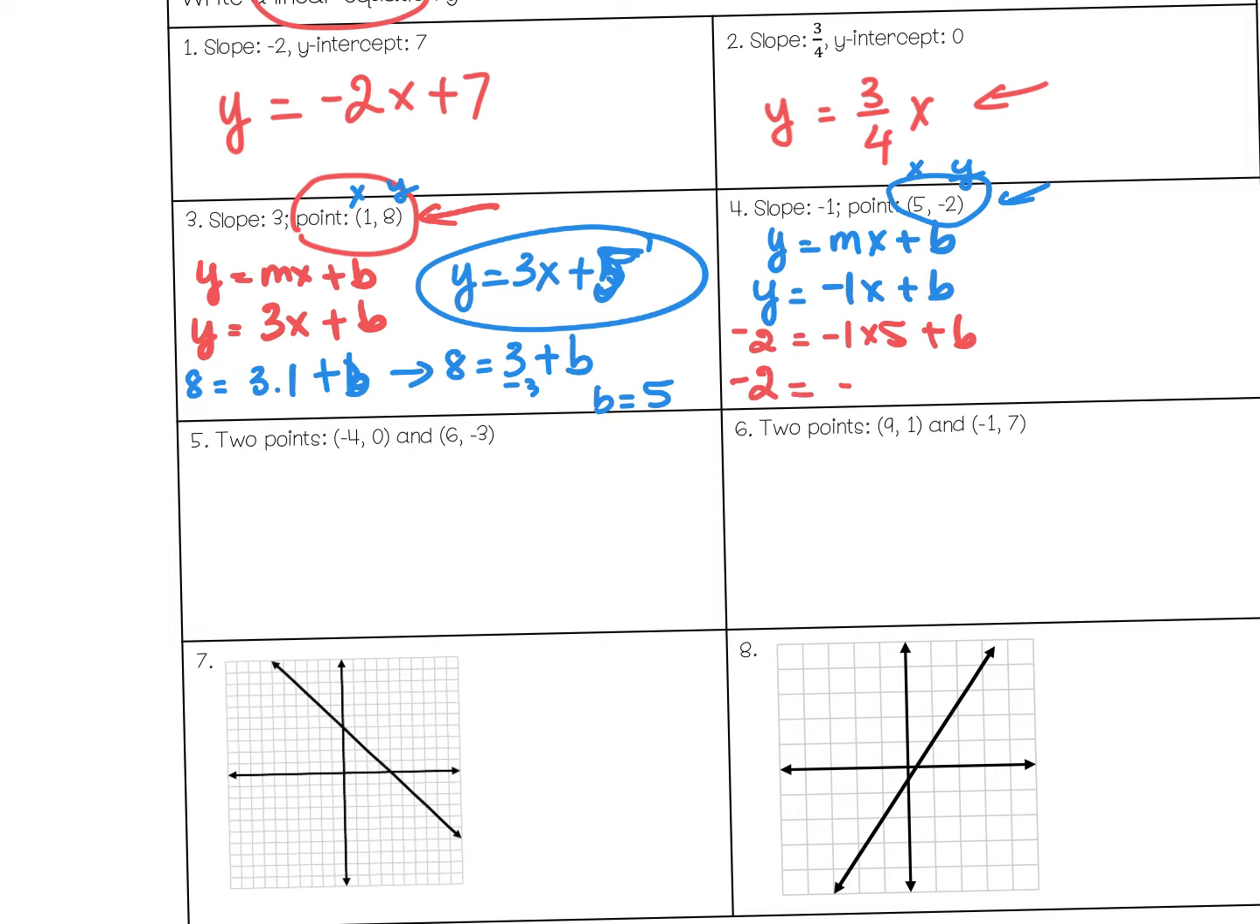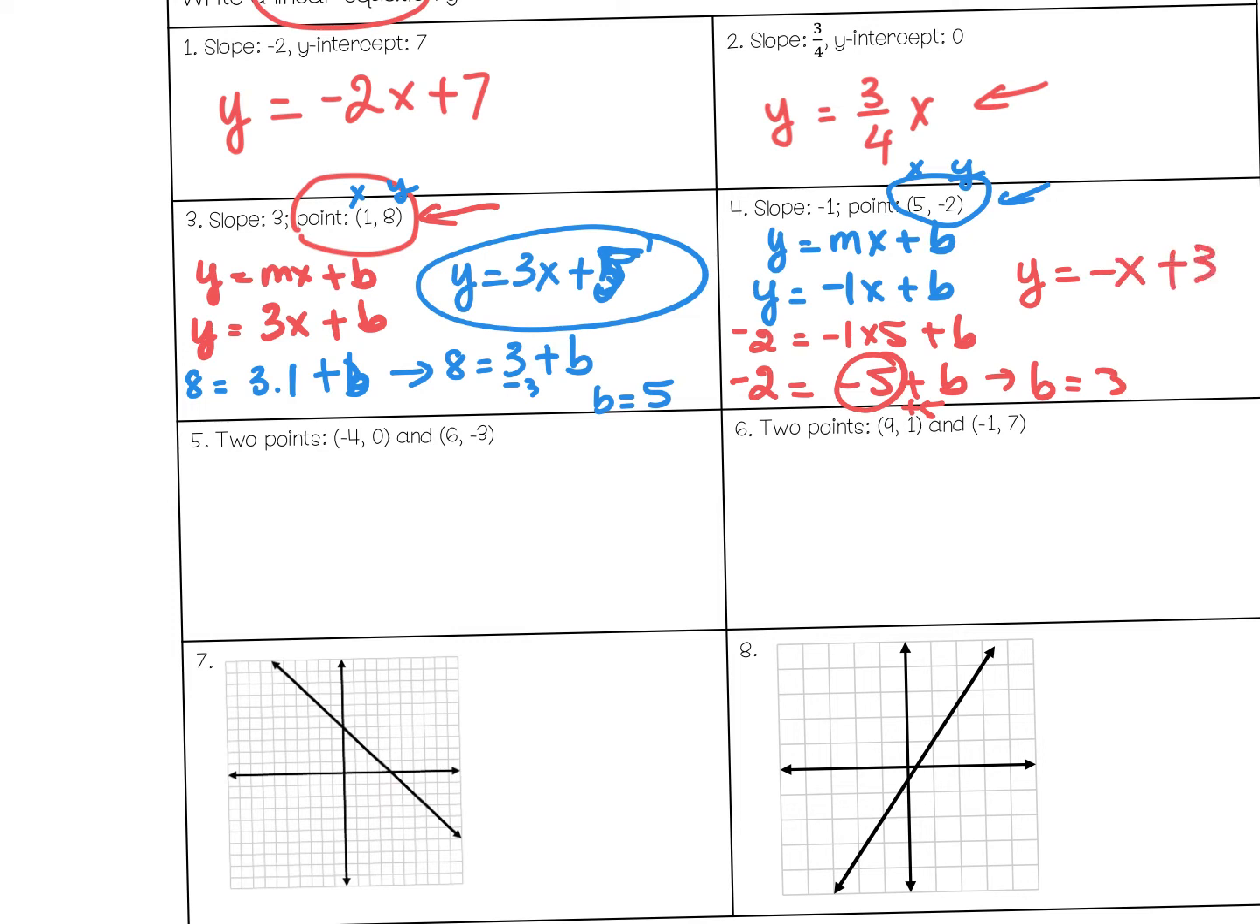-2 equal to -5 plus b. Okay, to get rid of that -5, I'm going to add 5 on both sides. -2 plus 5 must be 3. Agree? Then we have y equal to -1x plus 3.